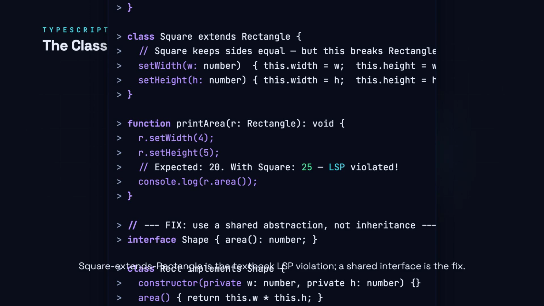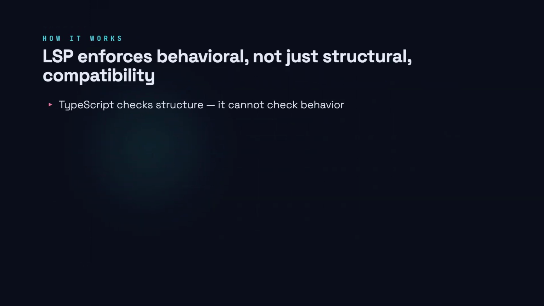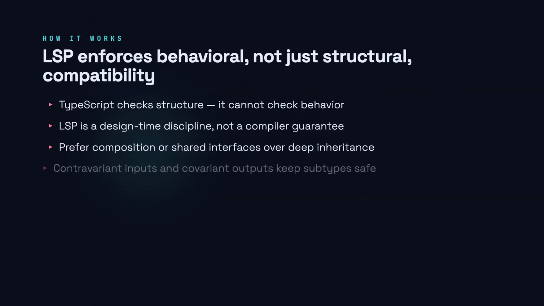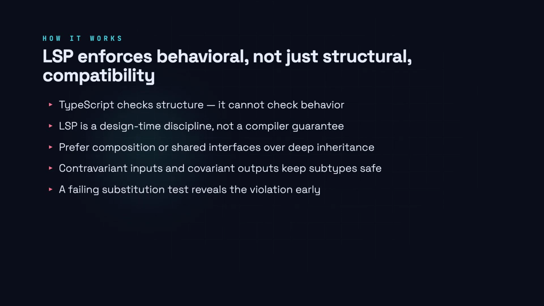The fix is to stop using inheritance here altogether. We define a Shape interface with a single area method, then implement Rect and Square separately. Neither class can mutate the other's dimensions because they share no mutable state through a parent. Now printShapeArea works correctly with any shape. Substitutability is restored. It is crucial to understand that TypeScript's type system only checks structure, whether the right methods exist. It cannot verify that a subclass behaves the way the base class promises. LSP is therefore a discipline you apply at design time.